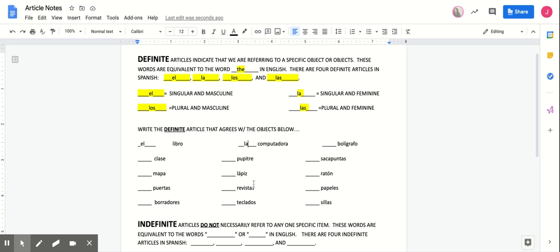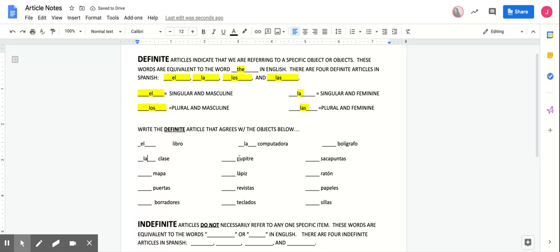All right, let's do another one. You guys can go ahead and do bolígrafo on your own. Now with clase, it ends in an E. That's not an O or an A, so I have no idea if it's masculine or feminine. How do I figure it out? I'm going to go to my Quizlet set in order to help me. When I go to my Quizlet set, I see that it has a la before it, so I know that it is feminine. And clase does not end in an S, so I'm going to put la clase.